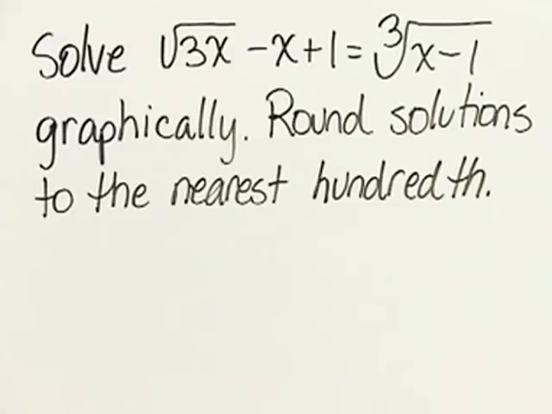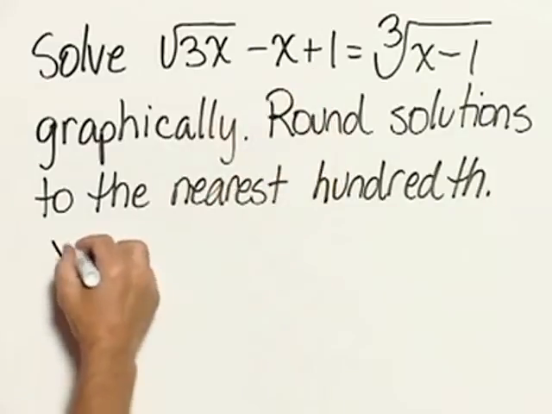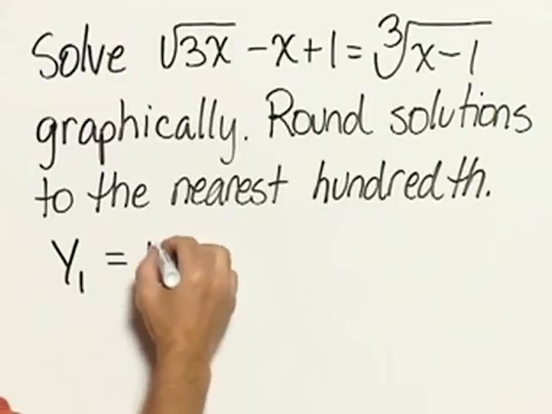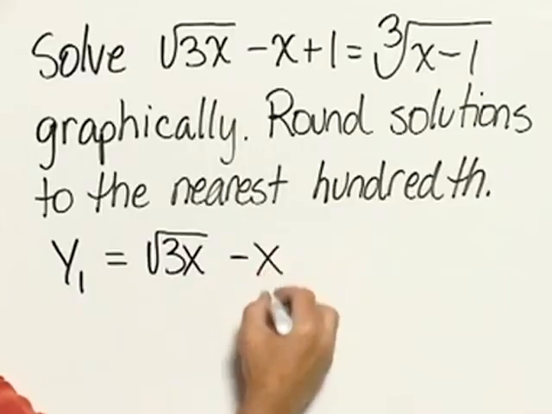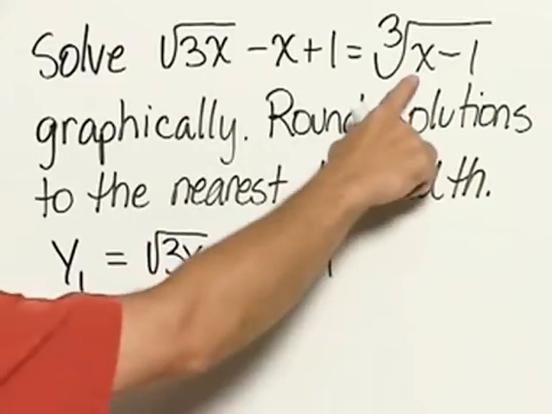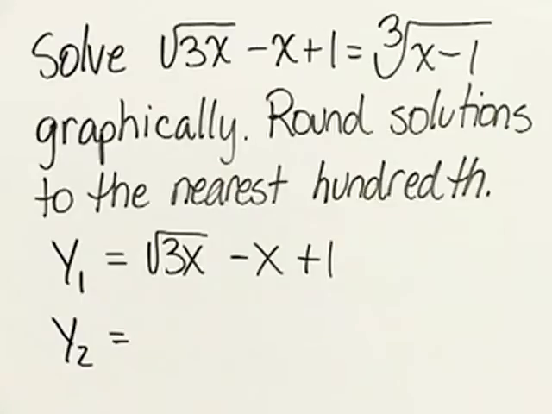To solve this graphically then, we'll start by saying that y sub 1, which we'll enter into the calculator, would be equal to the square root of 3x minus x, and then plus 1. Then we would say y sub 2 equals the other side, and the way that we would enter this into the calculator is a little different.